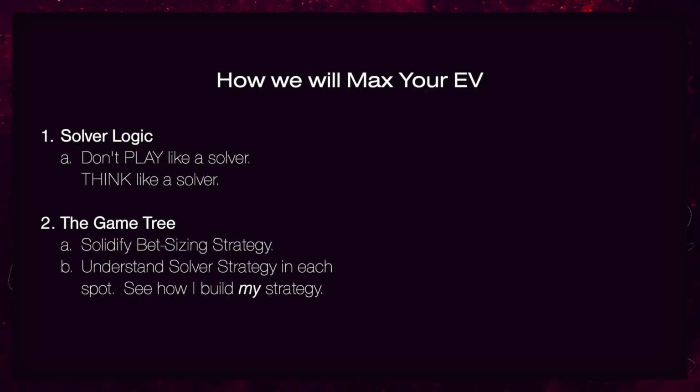Next, in each of these spots, you'll get a glimpse into how and why I deviate from what a solver would do, both in terms of overall range construction decisions. So that's taking what the solver does and deciding that I want to do something differently and executing that. And then also due to hand reading, taking advantage of the way that I think opponents play certain spots and making adjustments based on that in game.